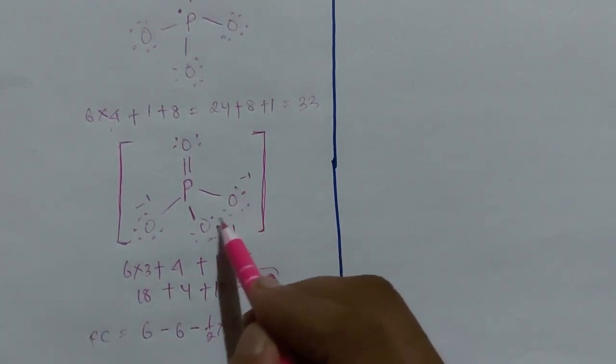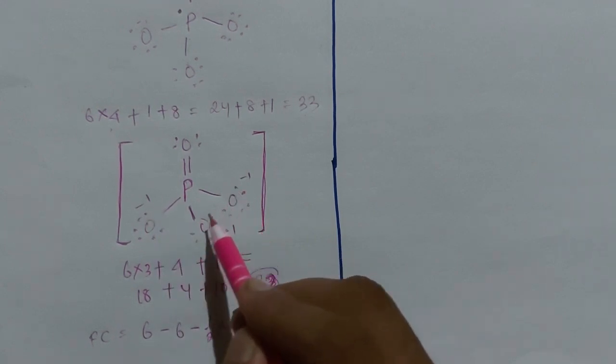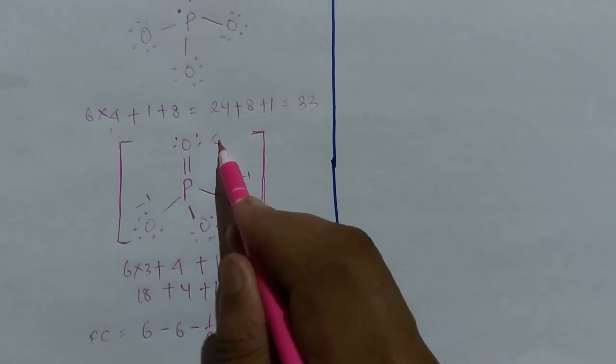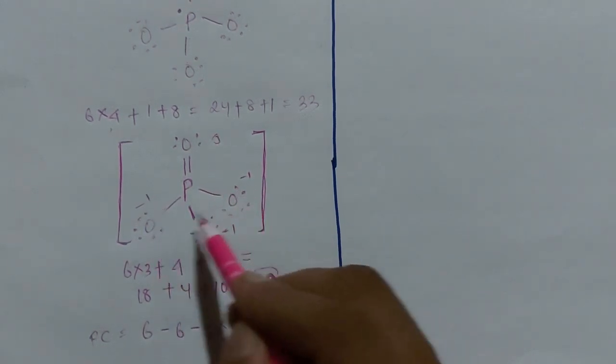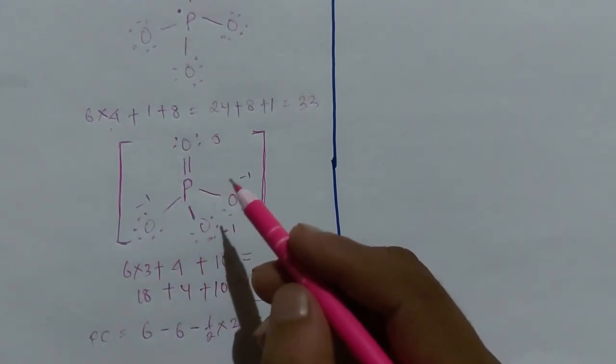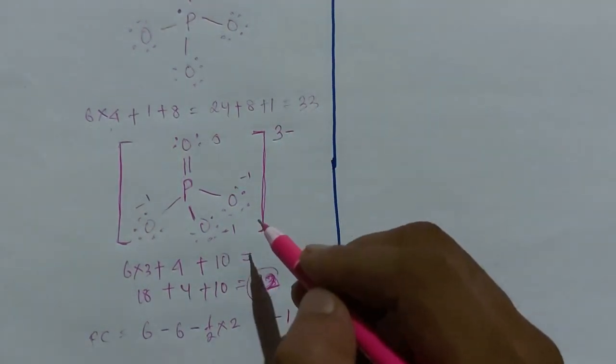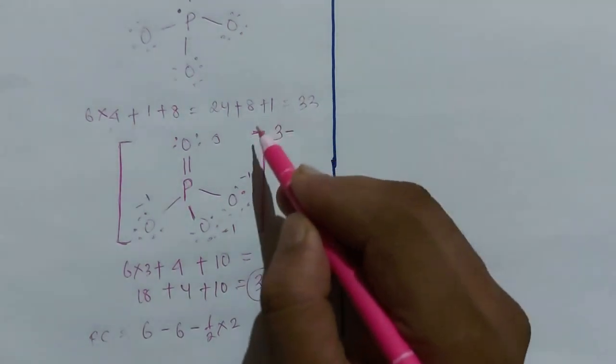If you add all the formal charges, this oxygen contains 0 formal charge, and if you add all the formal charges, we will get the total charge of this compound. So the total charge of this compound is 3 minus.